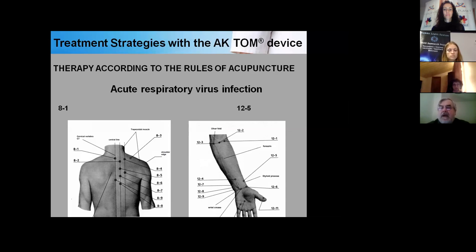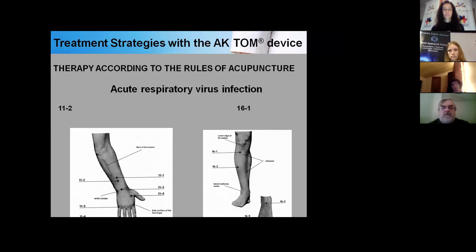And the point 12 minus 5 is on the left hand, on the outer side, so you can influence this. The point 11.2 is on the outside, on the back side of the arm, and 16.1 is lower, or low from the edge of the patella. This 16 minus 1 point is a very important point.